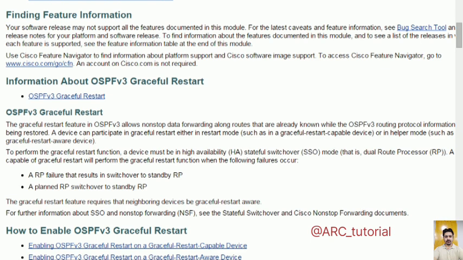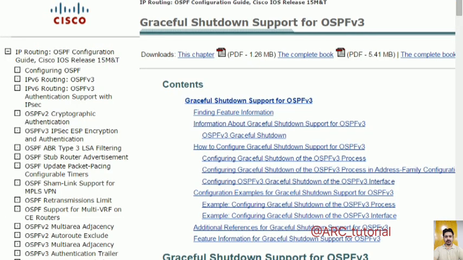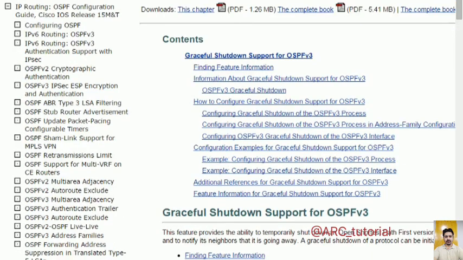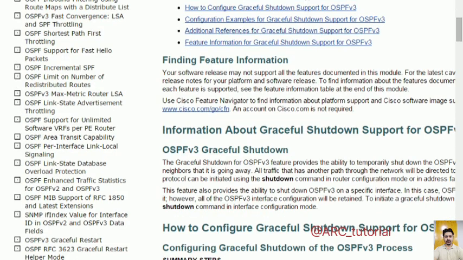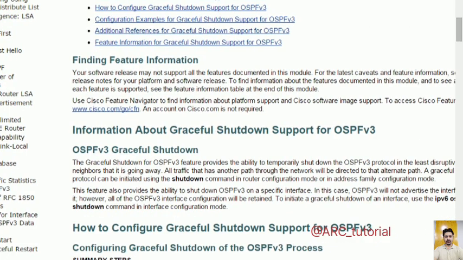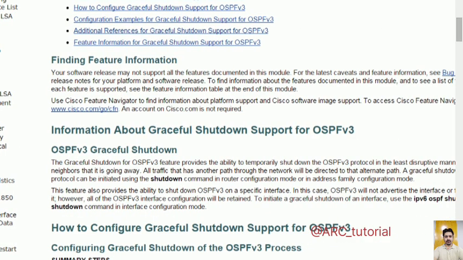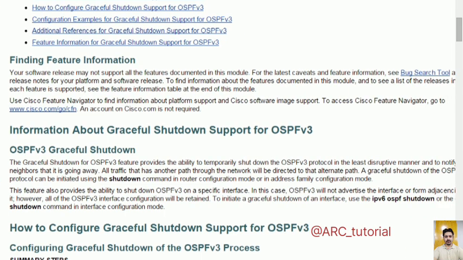So yes, graceful restart. Now there is another option as well, graceful shutdown support for OSPF version 3. Graceful shutdown, this is not restart. You know, in BGP it is there by default. When you say neighbor shutdown, on the other end the neighborship goes down immediately. But in OSPF we were not having that feature available till now. But now we have that feature.